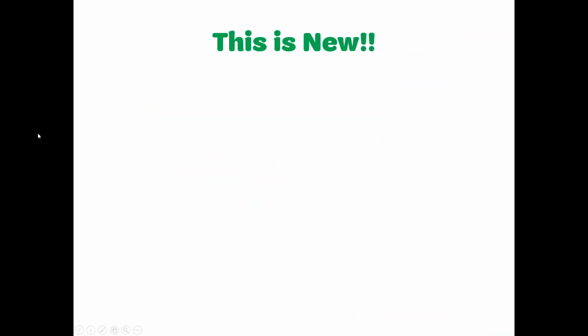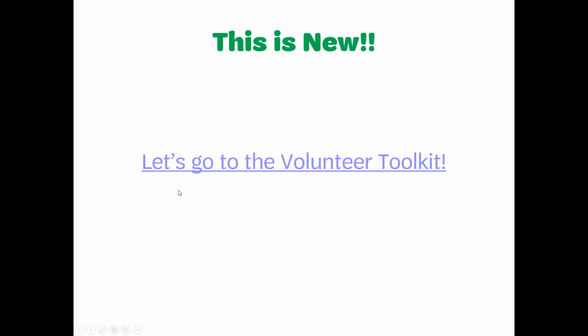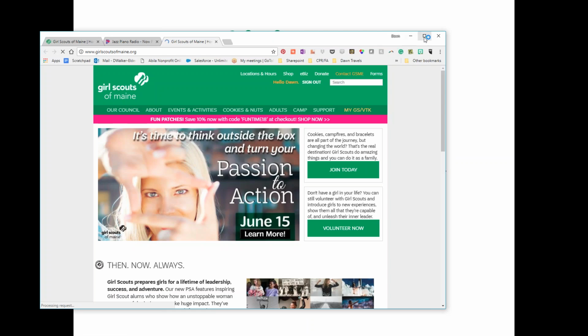It is new. In the past, we've always submitted this with a hard copy or even a fillable, writable PDF. But this year, everybody will be submitting it via the Volunteer Toolkit. So we're just going to jump right into it and go look at it.